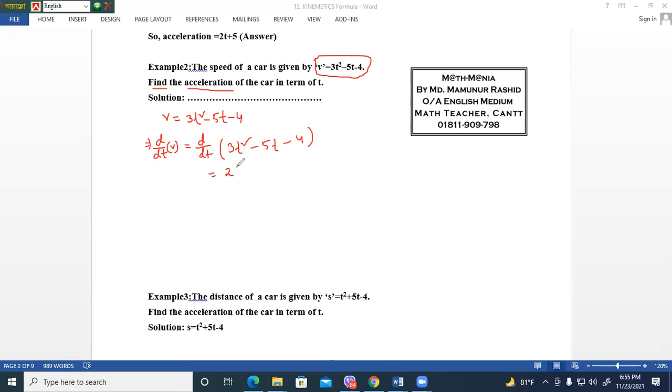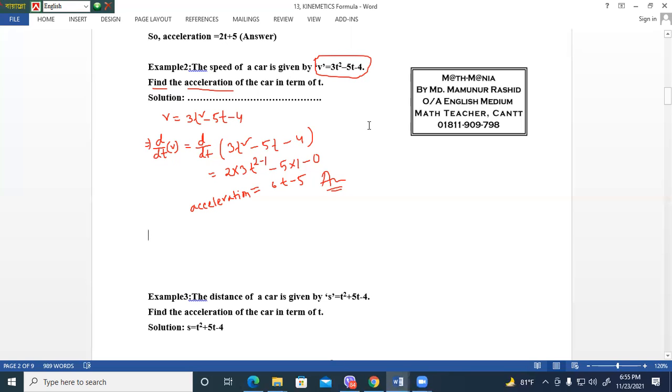The power 2 should be multiplied with 3. Then 1 is subtracted from the power, that is 2 minus 1. Then for 5t, it means 5 multiplied by 1 only. And d by dt of 4 is 0 because it is a constant value. So right here, this is 6t minus 5. This is the acceleration. This is the answer. Very simple math for you, I think. So let's go to the next one now.